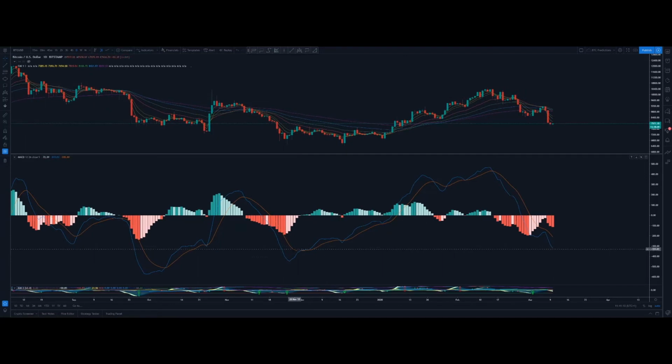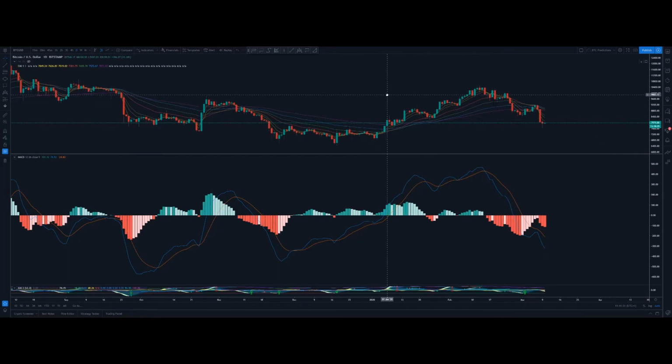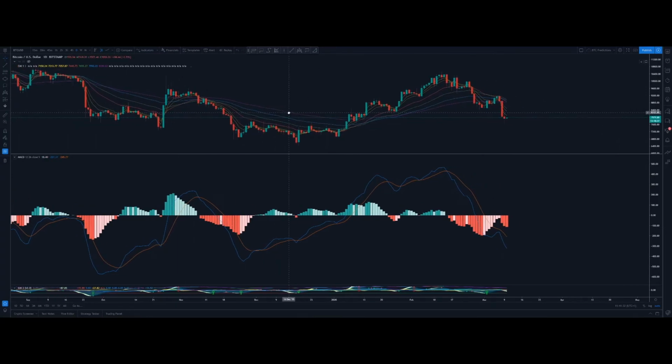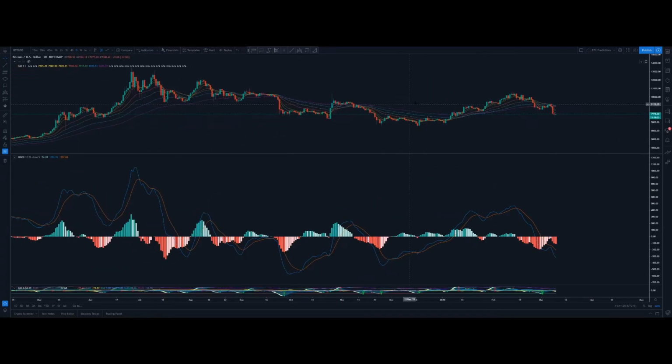Pretty much the same here, only vice versa, of course. Here you can see that the MACD and the signal line are crossing over, crossing bullish, hence the trend going up and the price following it. That's pretty much MACD.